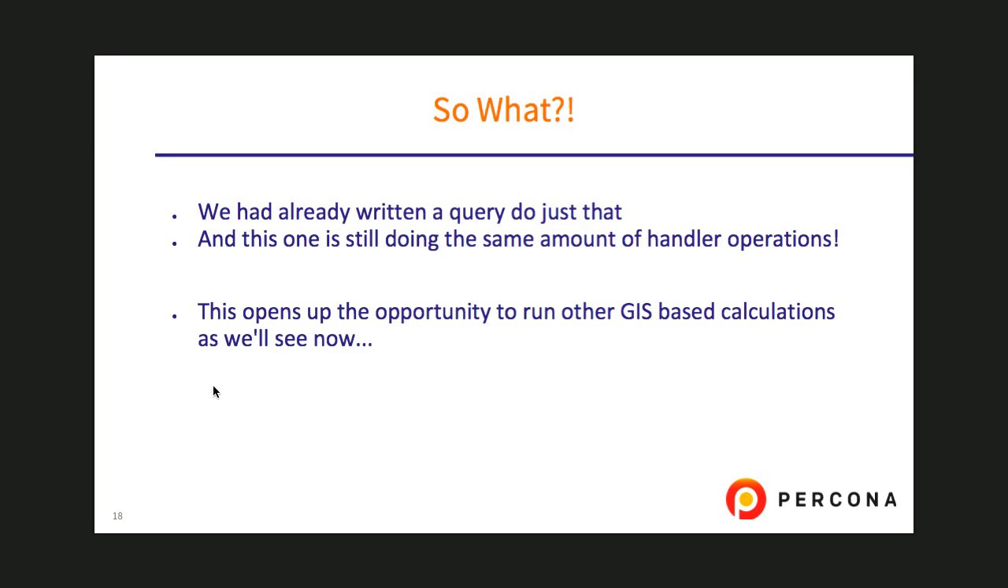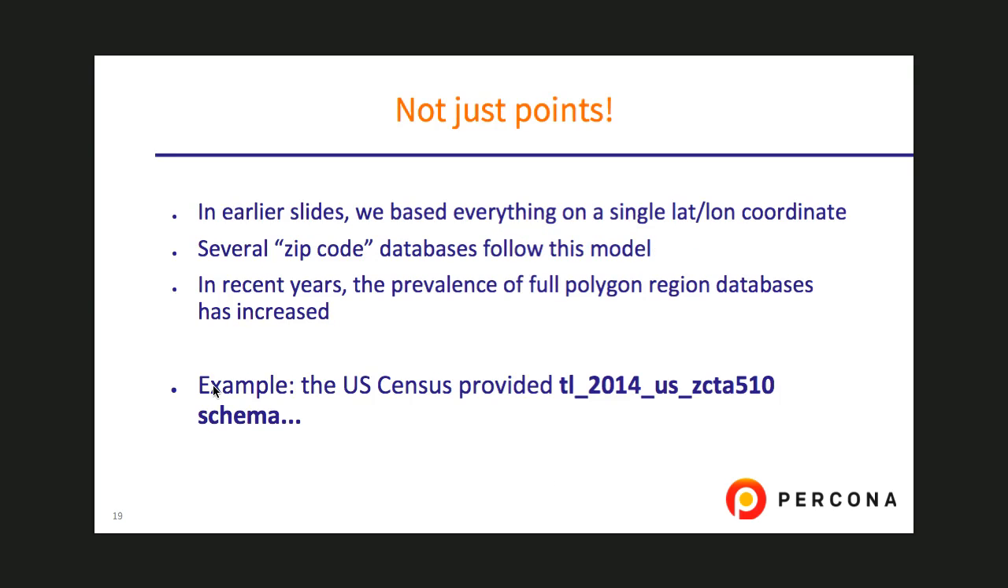So the real reason that this is exciting is that now we're using our GIS-based calculations on other objects and not just points anymore. This opens up a lot more possibilities. Everything prior to this was based on the single latitude and longitude, right? So it was just individual points. And there were a lot of freely available databases that you could download that were based on this model. Or you could crawl through the postal service, whatever you wanted to do to get the information, it was readily available.